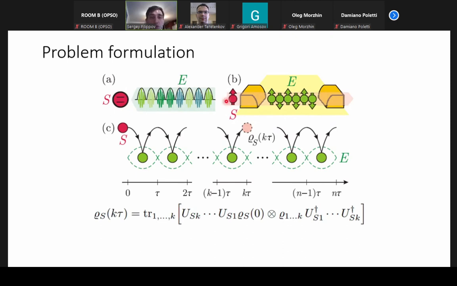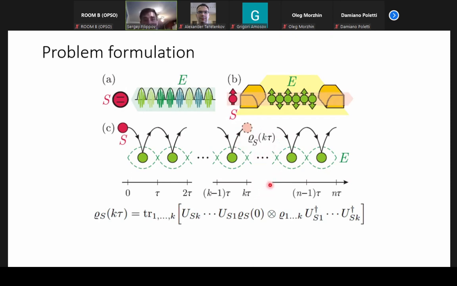And those two physical problems, A and B, motivate us to consider the general mathematical problem when a system in question repeatedly interacts with the environment, and that environment is correlated. Correlations can be either classical or quantum, and the question is, what is the dynamics of the system density operator?